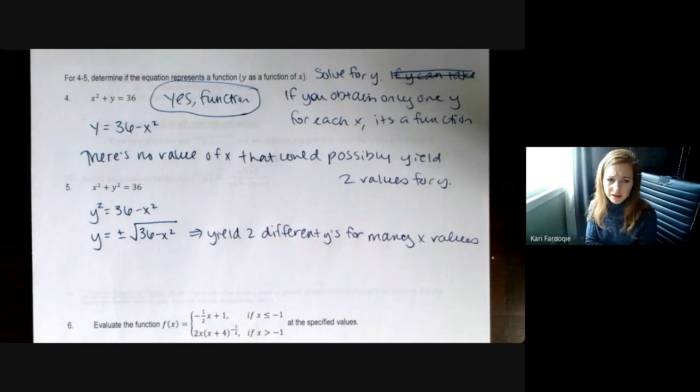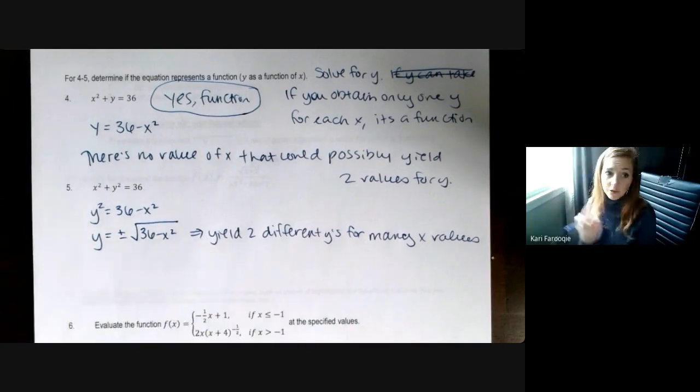So if you're thinking like, well, yeah, but if I let x be 6, then 36 minus 6 squared is 0, and then y would just be plus or minus 0. Perfect. We only get one value of y. Doesn't matter. We can find other x's where that's not true in most cases.